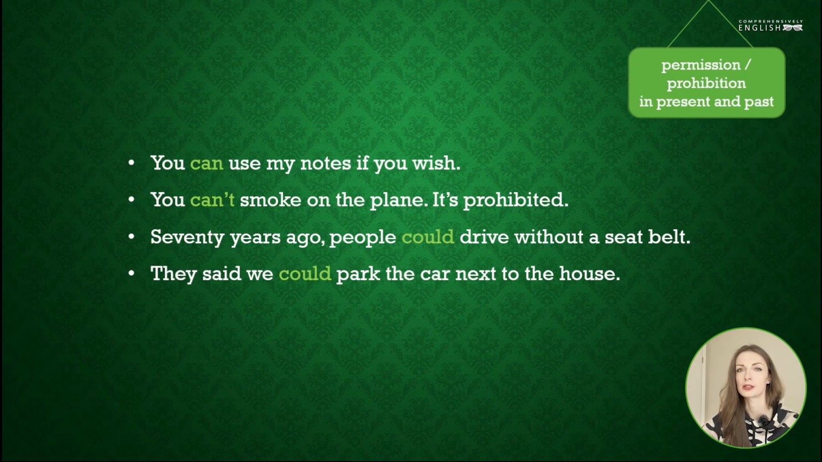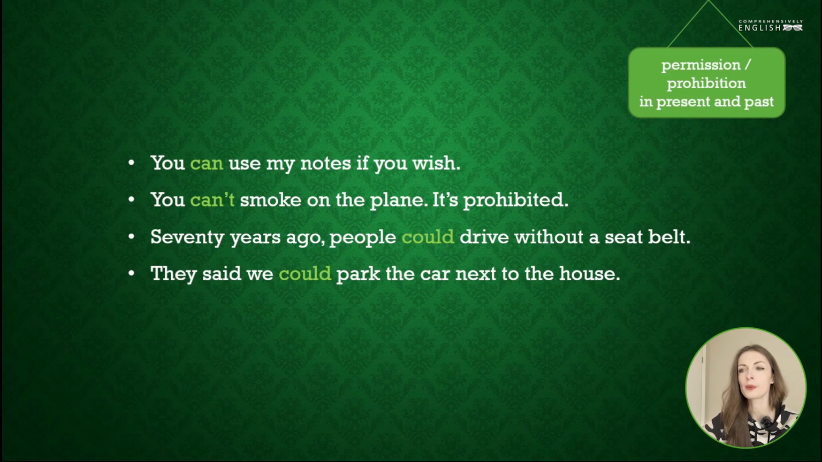So you might read it somewhere, yeah? It is prohibited to smoke on board the plane, or you must not smoke on the plane. But you can't smoke, this is a sentence from a conversation. Yes, it is prohibited by the law, but you can't smoke, yeah? I can also express that in a conversation using a less formal can't to express prohibition.